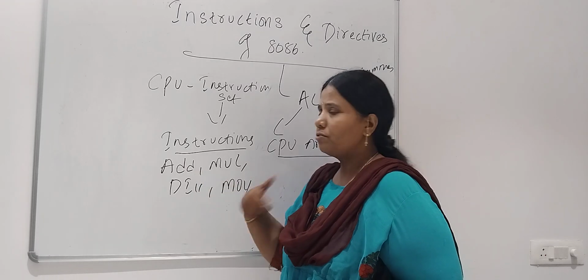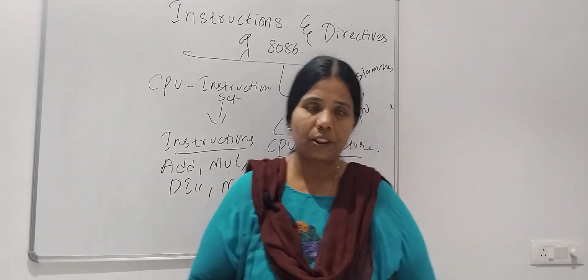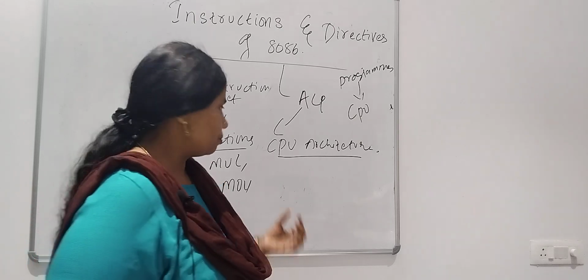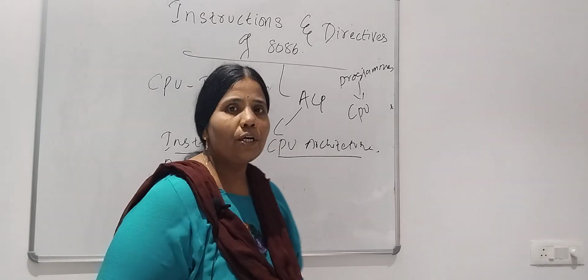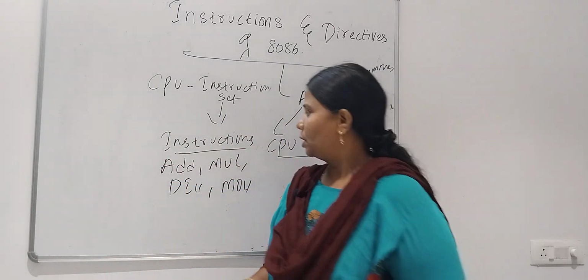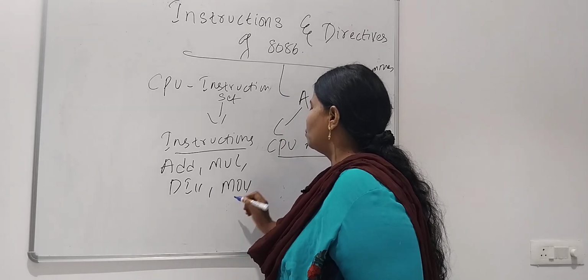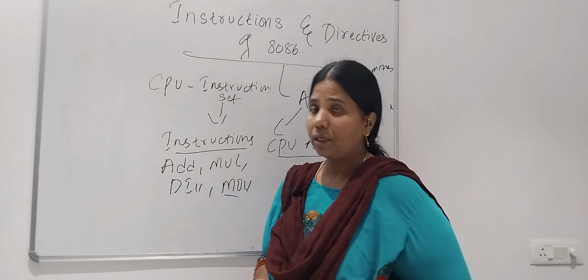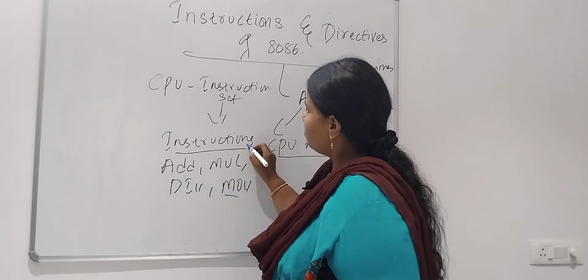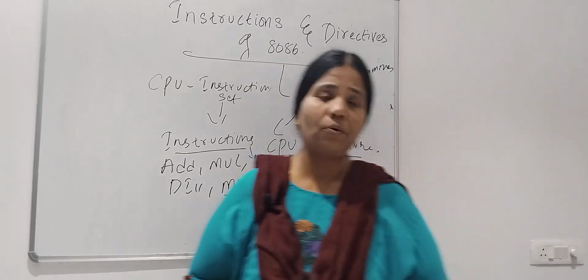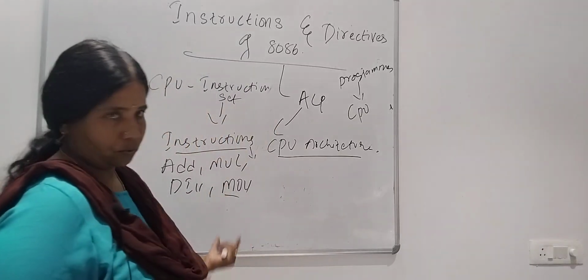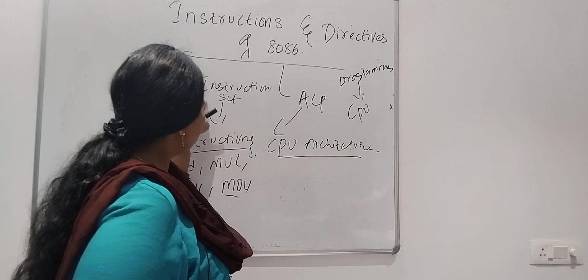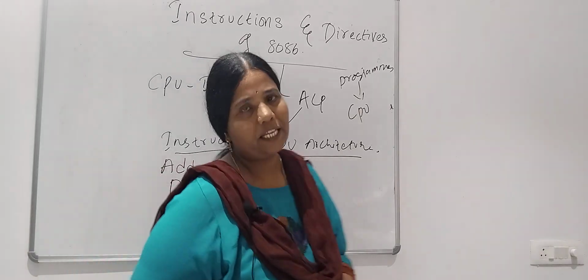So the add instruction tells the CPU to do the addition operation. Mul tells the CPU to do the multiplication operation. Div tells the CPU to do the division operation, and move tells the CPU to move the data from one register to another register, or from a memory location to a register. It is a command which is used to tell the CPU what work it has to do. That is nothing but your instruction. This group of instructions given by the manufacturer we call the instruction set.